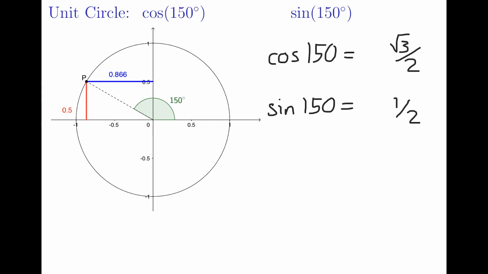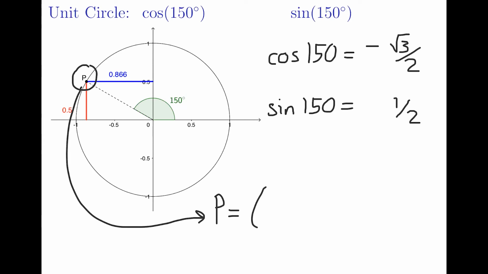Again, that first answer is not quite right because we have a distance that goes to the left, so we tend to think of that as a negative, and therefore the cosine of 150 is negative square root of 3 over 2. We could also think of that in terms of the coordinates of that point P. The coordinates of P are negative square root of 3 over 2, comma, 1/2. And therefore the cosine is negative square root of 3 over 2.